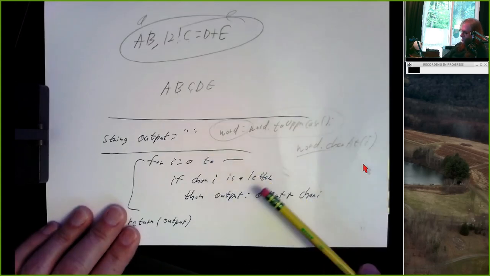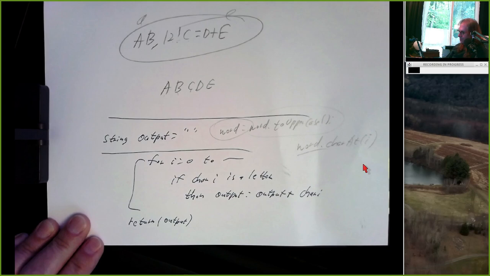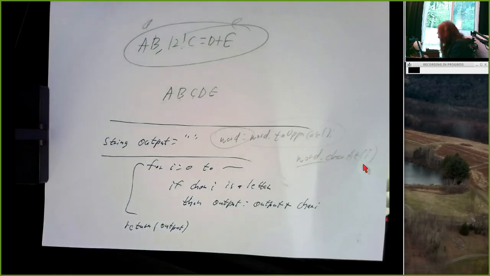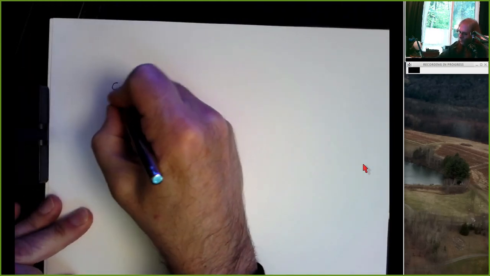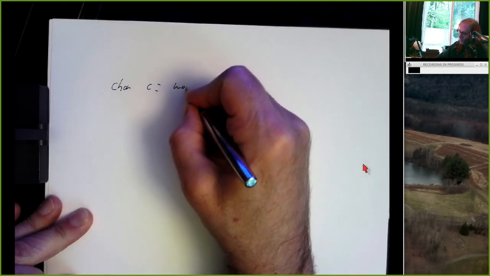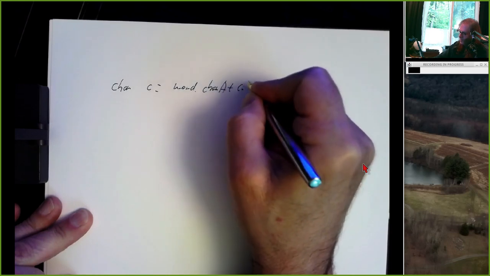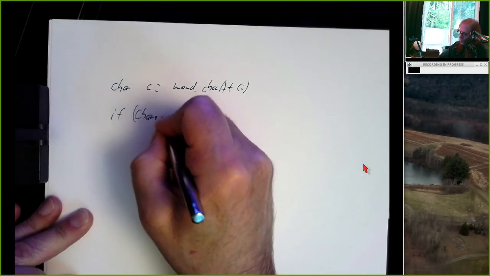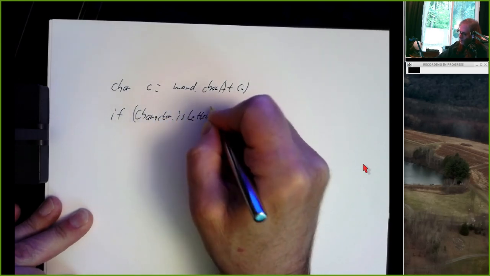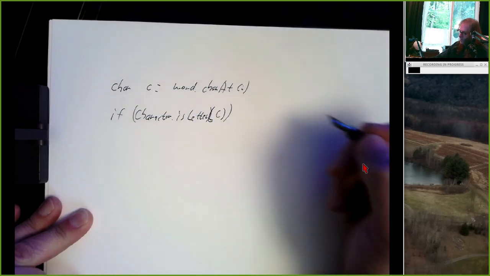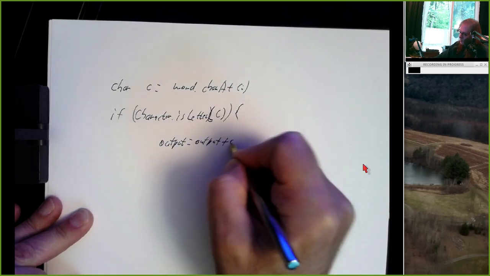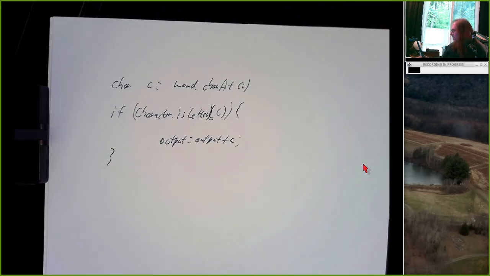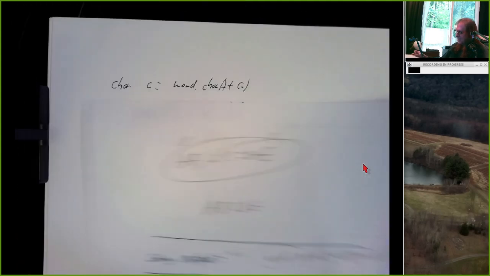And then go through each character, and if the character is a letter, append it to your output. And we can be as wordy or as verbose as we want. So I could do something like char c = word.charAt(i); if Character.isLetter(c), then I could say output = output + c. So that does this business of, if character i is a letter, append it to your output string.